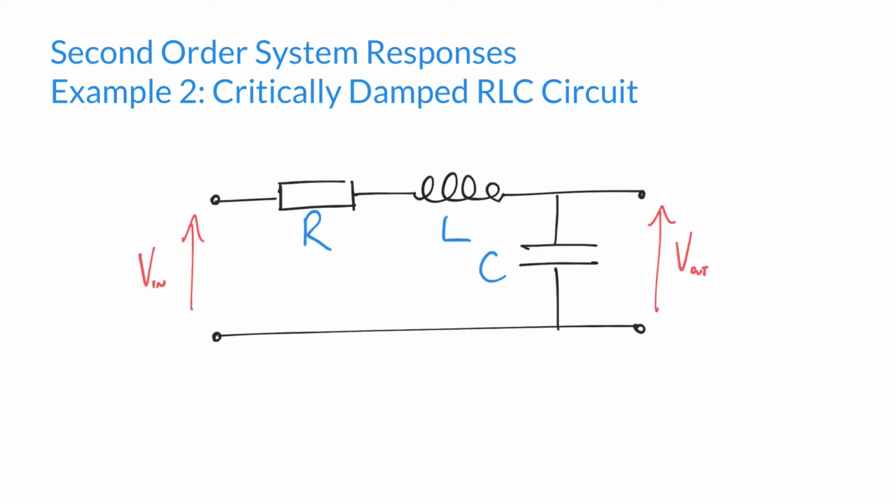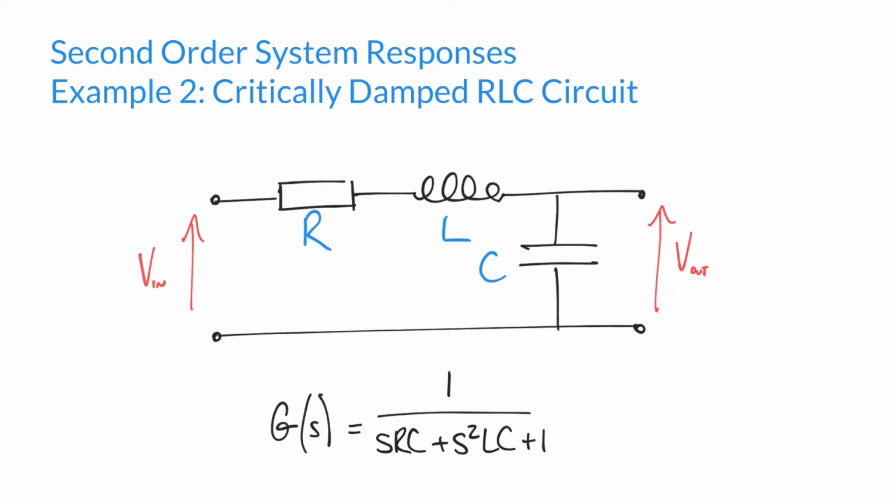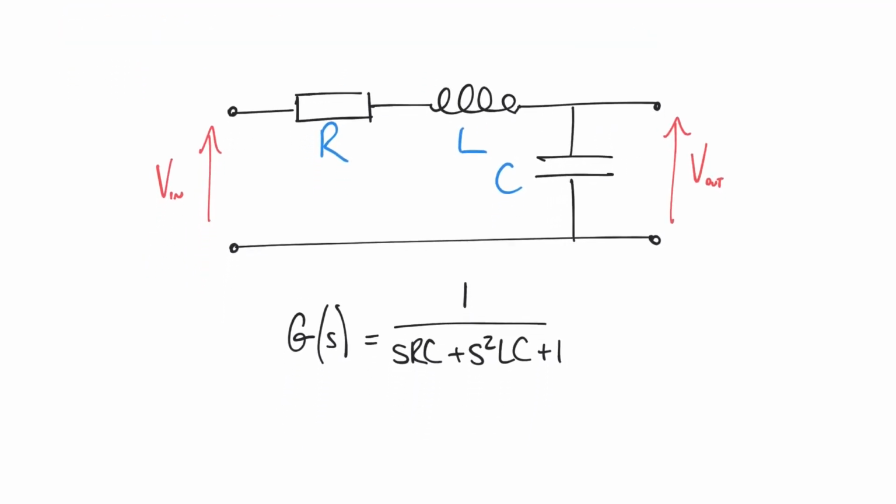But we're going to jump in here with our first example, which is an RLC circuit. In a previous video, we've already determined the transfer function of this particular circuit, taking the output as being the voltage across the capacitor, VC. We found the transfer function, which we call G(s) in the S domain, to be 1 over (s R C plus s squared L C plus 1).